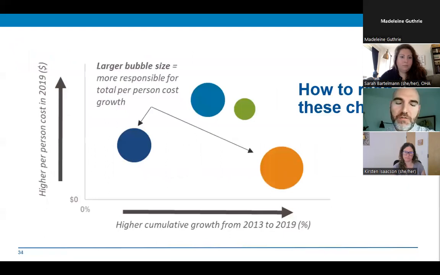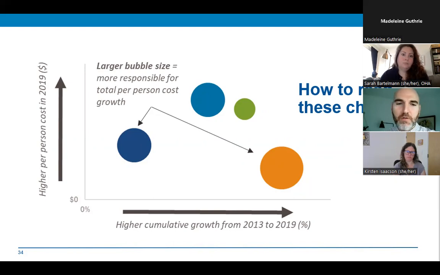So let me first orient you to how we're going to read these, because these next graphs are a little complicated, but once you get it, hopefully it's really meaningful and super interesting. Okay, let's start on the left-hand side, the vertical. The vertical shows dollar amounts, so the per person spending in 2019. The higher the bubble on the graph, the more expensive in terms of dollars it was in 2019.